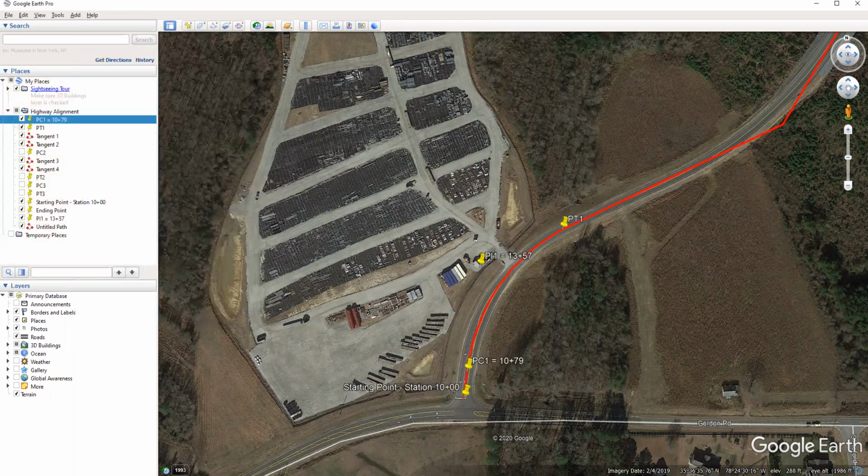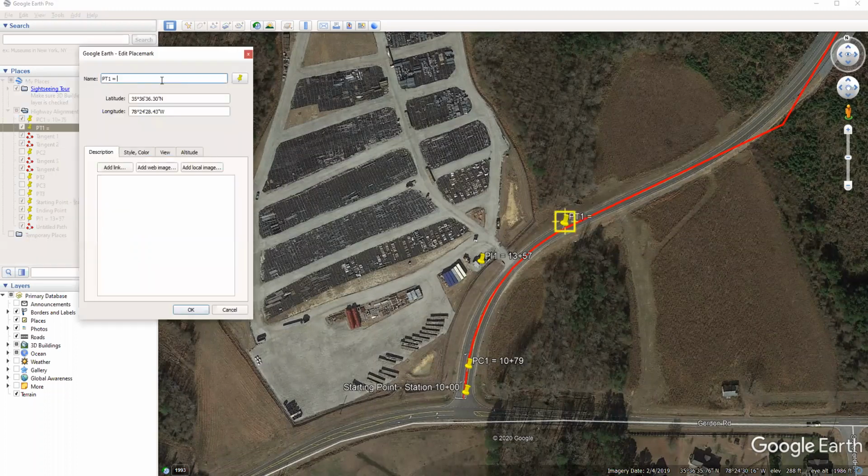So we also know from our design parameters, and this would have happened kind of in the background, the length of this curve is 508 feet. So to find the station of the PT, we need to add 508 feet to our PC. So 10 plus 79 plus 508 gives us a station of our PT1 of 15 plus 87. So that's our PT station.